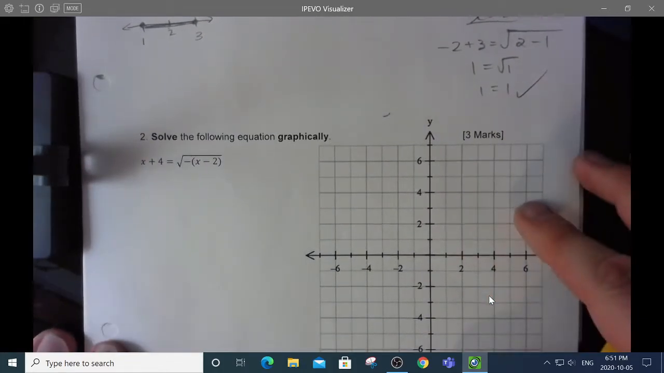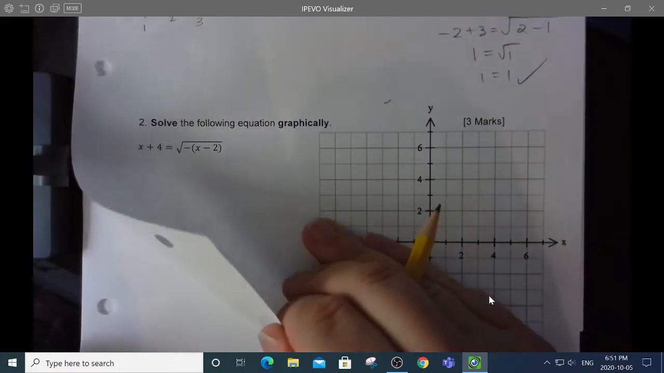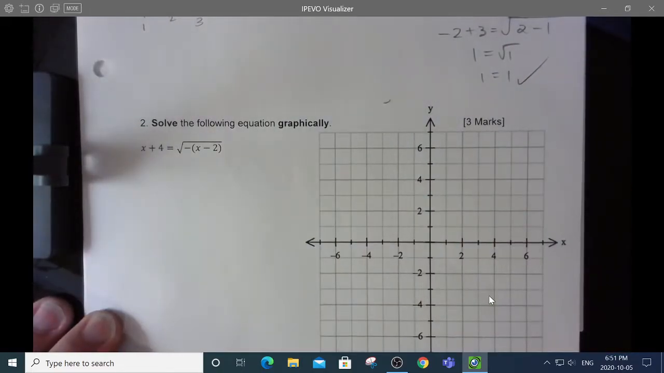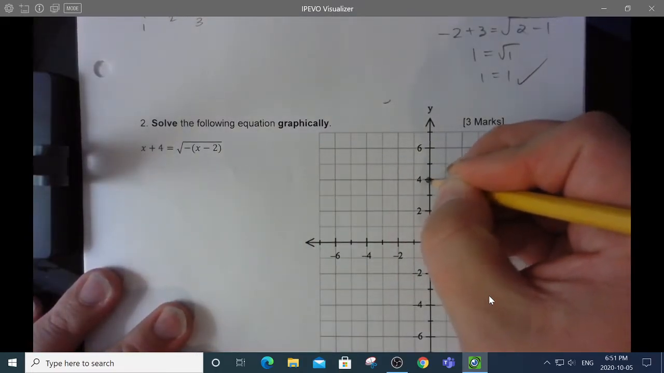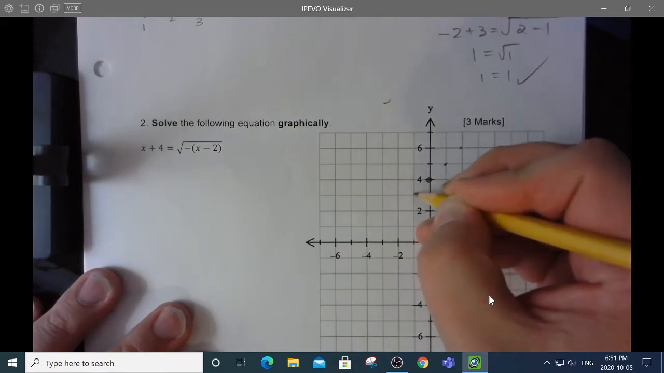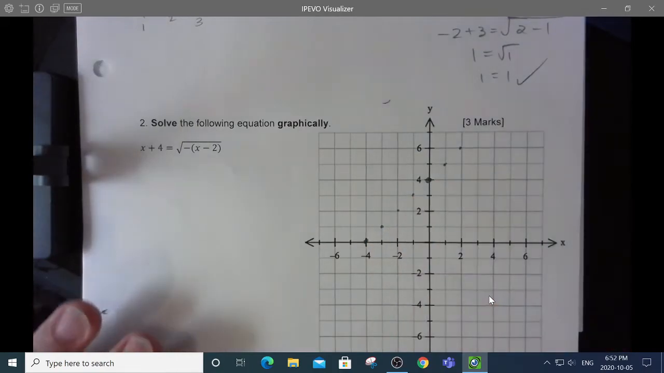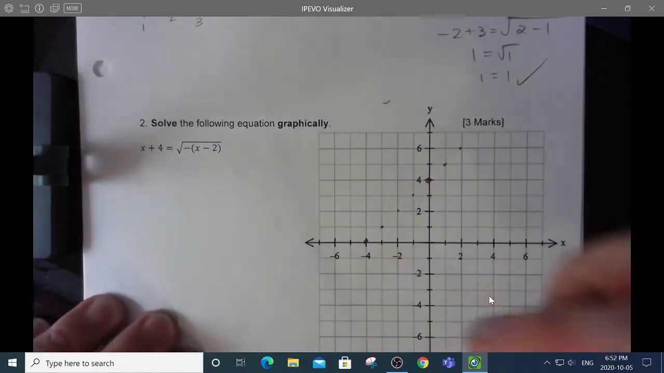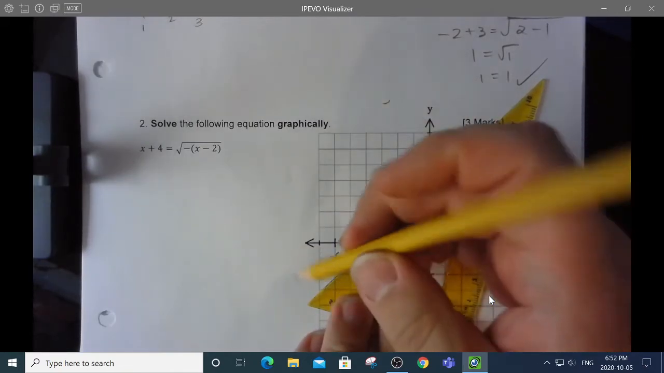Now, number 2 is a slightly different one. Solve the following equation graphically. So we're doing this one graphically. Let's see, what can we do here? Let's graph the line y equals x plus 4. So that goes through 4, and then it has a slope of 1, so it goes 1 up, 1 over, 1 up, 1 over, or 1 down, 1 left, 1 down, 1 left, 1 down, 1 left. And I could take a ruler and make this as pretty as I can. Let's try to connect those dots.